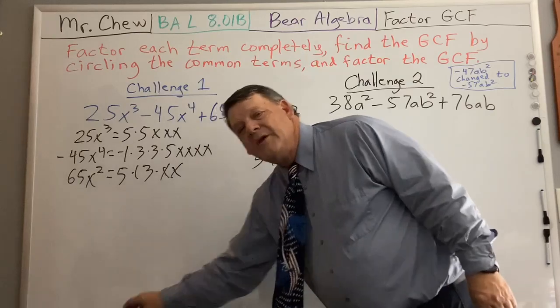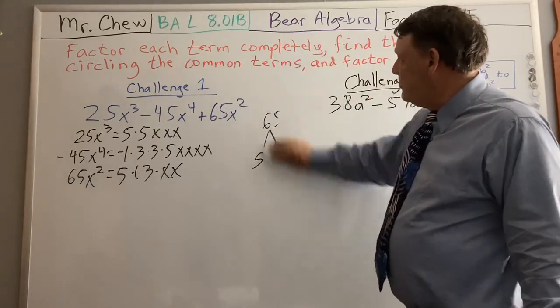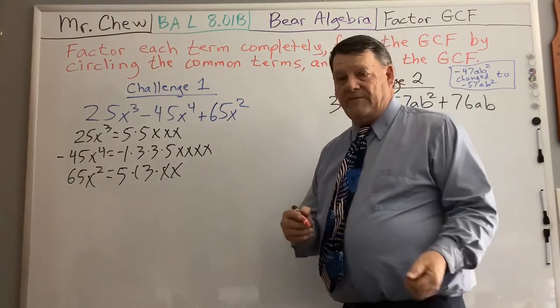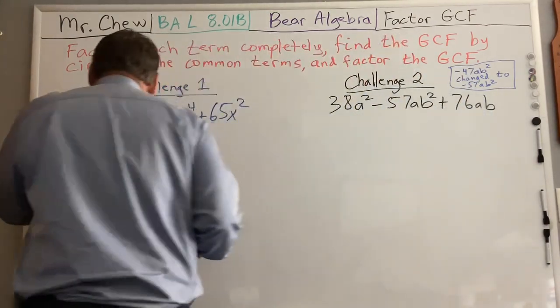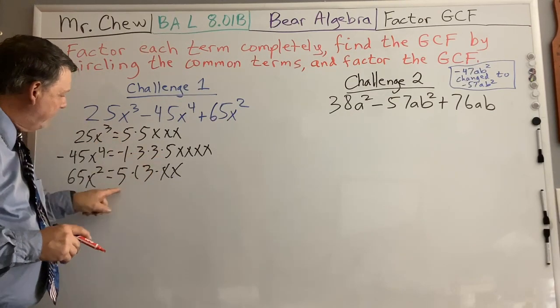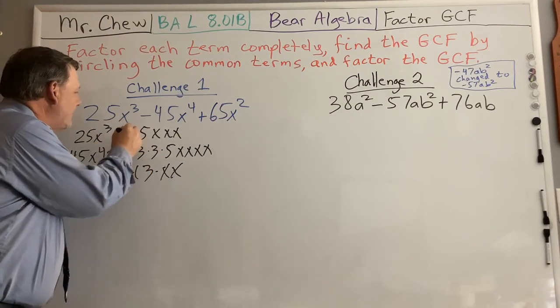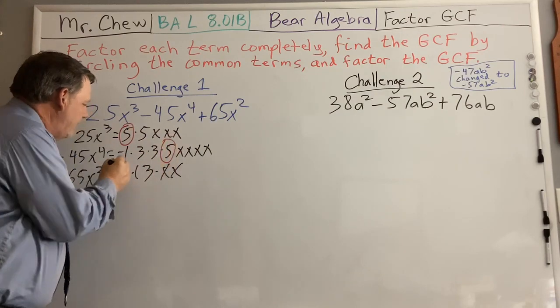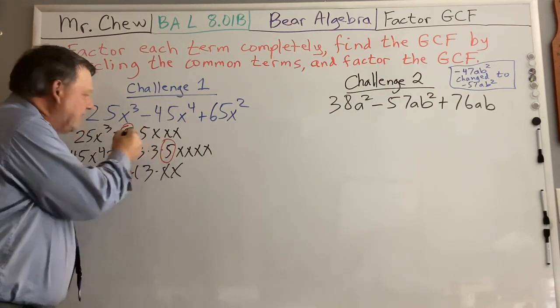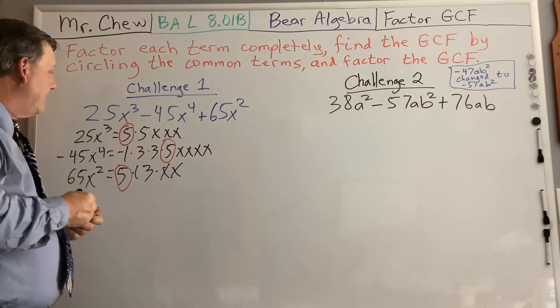All right, so now what is the procedure? I'm circling what's common in all of them. So if you look, I don't have a negative 1 in these 2, but I've got a 5 here, a 5 here, and a 5 here. So I'm going to circle that. Now, sometimes I will do one circle, but look how that would zigzag. That's why I didn't do it in that case.